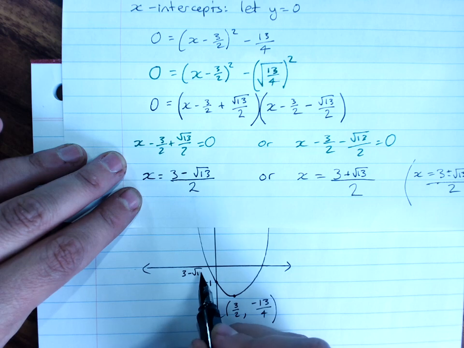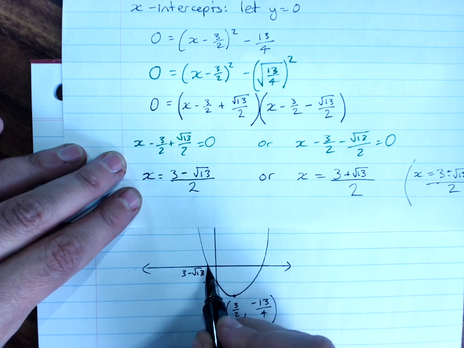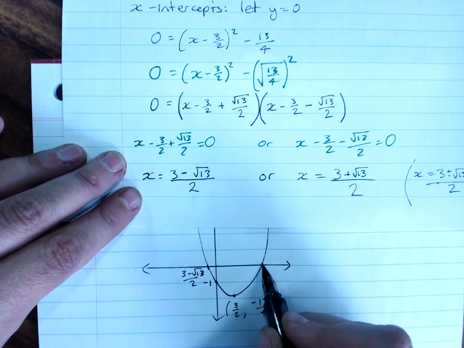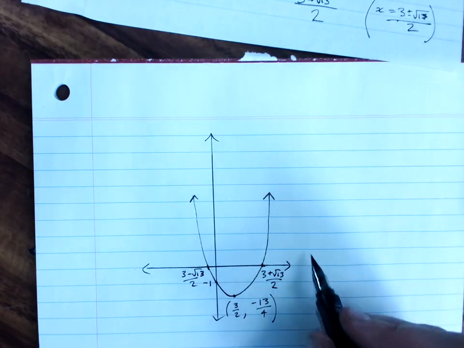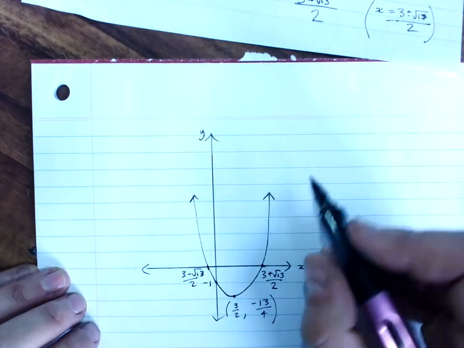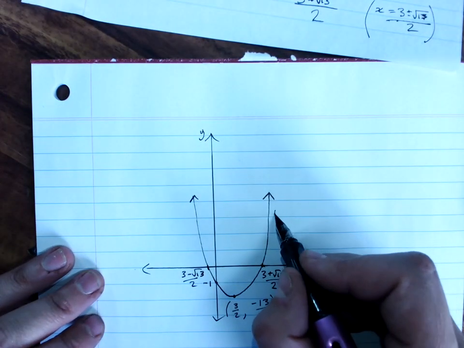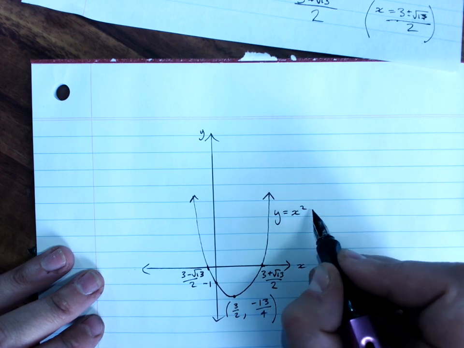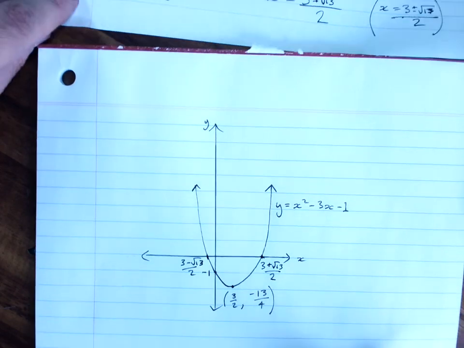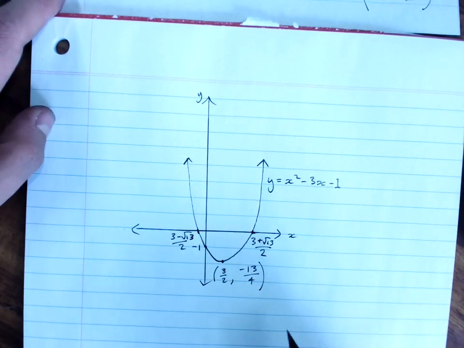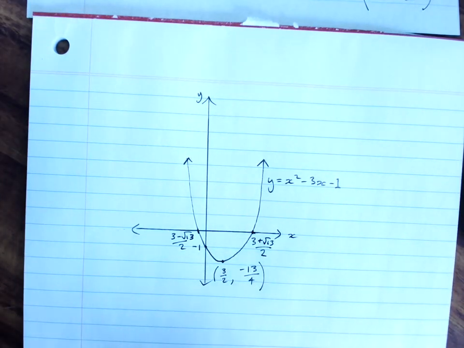And our x-intercepts, 3 minus root 13 on 2, 3 plus root 13 on 2. Label x and y, label your parabola. And that is sketching a parabola by completing the square, leaving your x-intercepts in exact form.